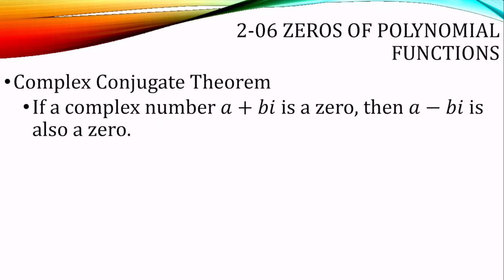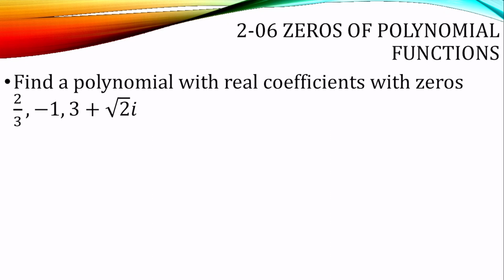As we're talking about the types of zeros we get, I said that we counted down by even numbers because the complex numbers always come in pairs, which is the complex conjugate theorem. If a complex number a plus bi is a 0, then a minus bi is also a 0. It's always a plus and minus bi. So let's use that idea to go the other direction. Find a polynomial function with real coefficients and these zeros.